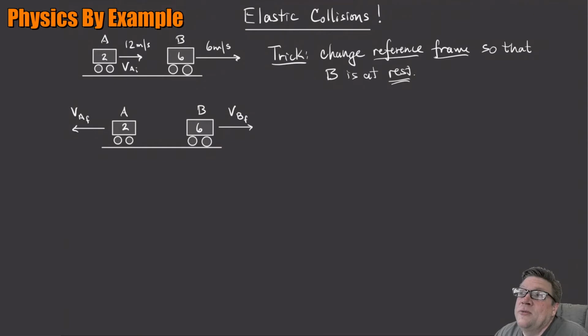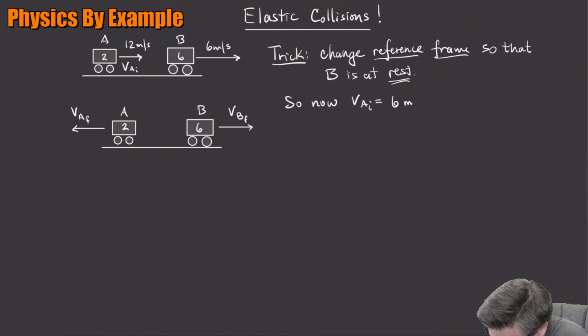If B is going to the right at 6 meters per second, how do we make B's velocity 0? You have to subtract 6 meters per second from everybody. So VAI is equal to 6 meters per second, VBI is equal to 0, and in that case VII is 6. Now we can go ahead and solve the problem, just using the equations that we had last time.